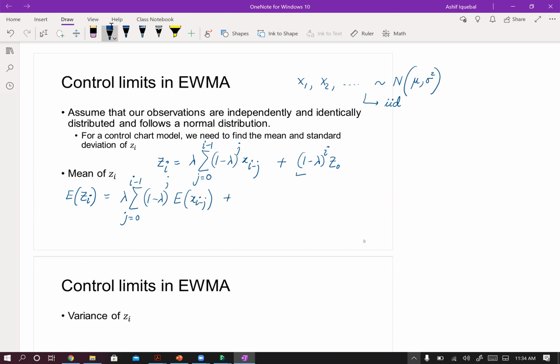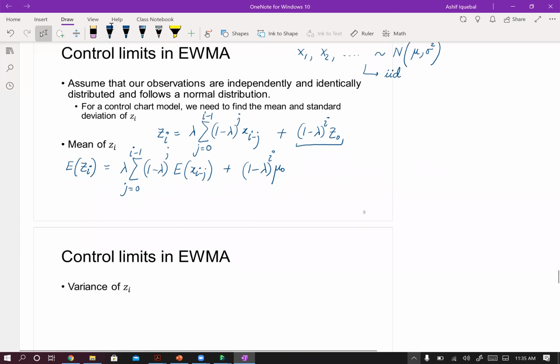Plus, this whole term is a constant here, right? And we also know that the value of z naught is equal to mu naught. So I can just write this as (1 minus lambda) to the power i times mu naught, right? Okay. So now, if I assume that the expectation of x(i minus j) is mu, then I can simplify this as lambda times mu times the summation of j equals 0 to i minus 1 of (1 minus lambda) to the power j, plus (1 minus lambda) to the power i times mu naught. Right? That gives you the mean of Zi.